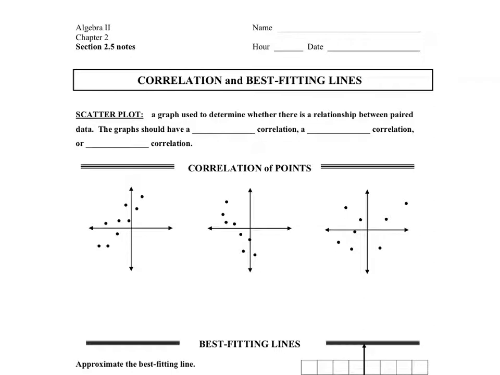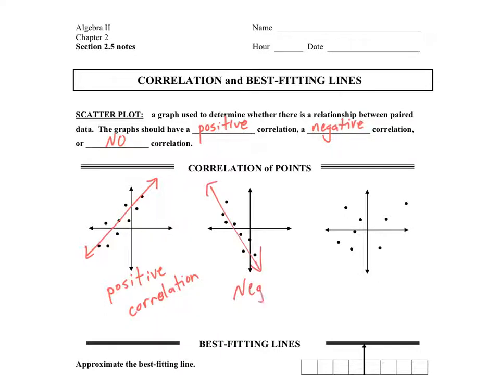So the graphs can be positive, they could be negative, or they could have no correlation at all. When these points form a pattern of a line going up from left to right, we say it's a positive correlation. When they come down from left to right, like the middle graph does, this is a negative correlation.